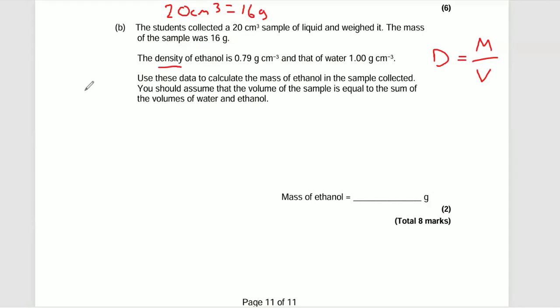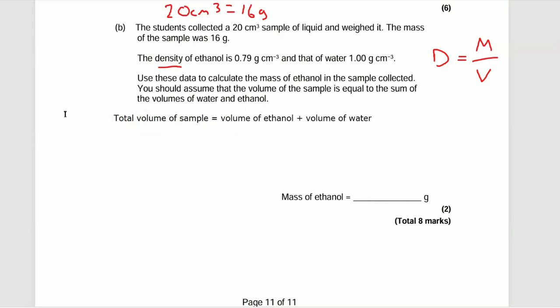You should assume that the volume of the sample is equal to the sum of the volume of water and ethanol. So what they've told us in that last line is that the total volume of the sample is equal to the volume of the ethanol plus the volume of the water. So we can set this out and know that this is true according to the facts. The total volume of the sample is equal to the volume of ethanol and the volume of water.